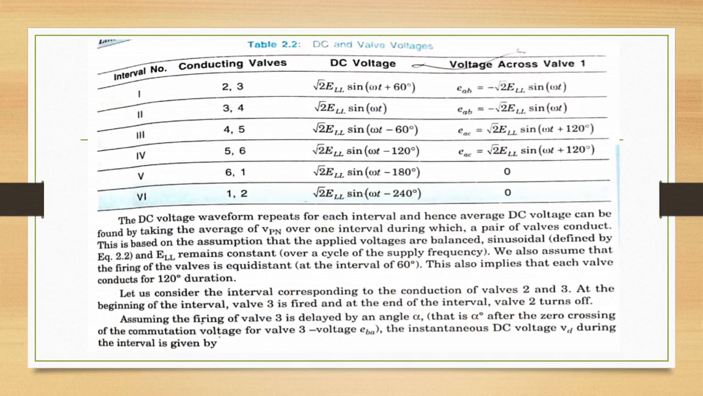So this is the table showing DC and valve voltages. For interval 1, conducting valves are 2, 3. DC voltage is root 3 ELL sin(omega t plus 60) and voltage across valve 1, EAB, is minus root 2 ELL sin omega t.